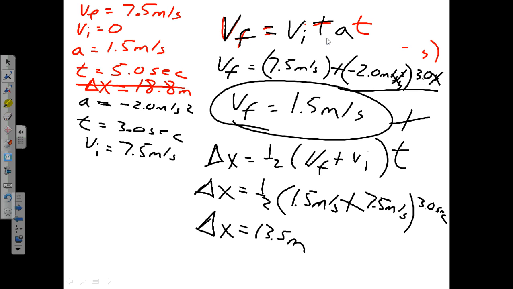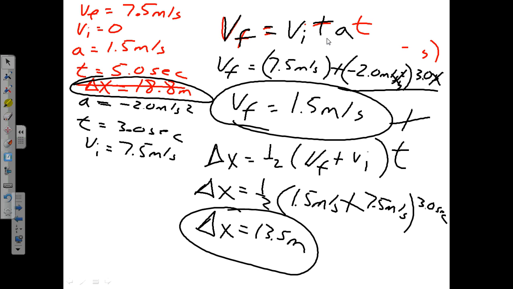But is that our answer? What was it asking for? The total displacement. First part of the problem we went 18.8. Second part of the problem we went 13.5. So add those up. 32.3. But this problem only needed how many significant digits? 2. So 32 meters. Positive 32 meters would be your answer on this one.